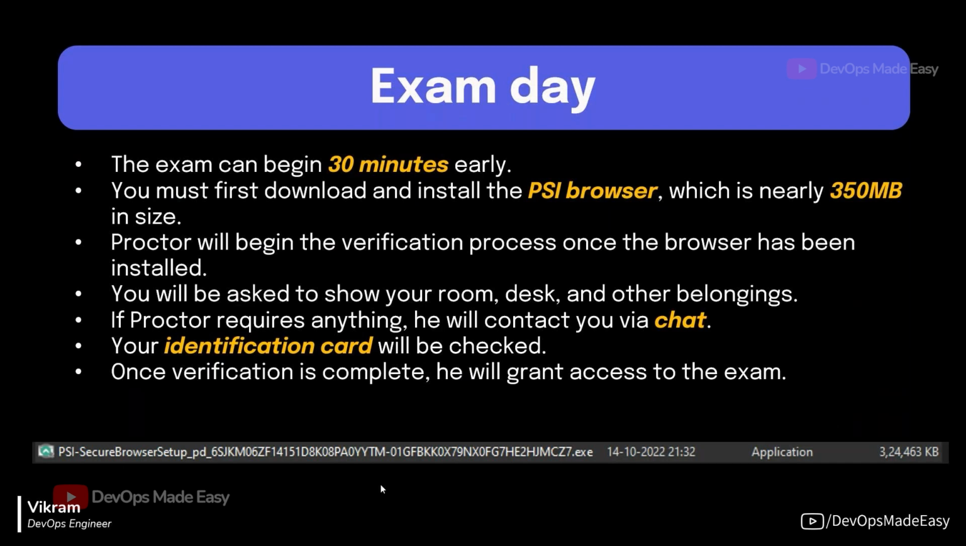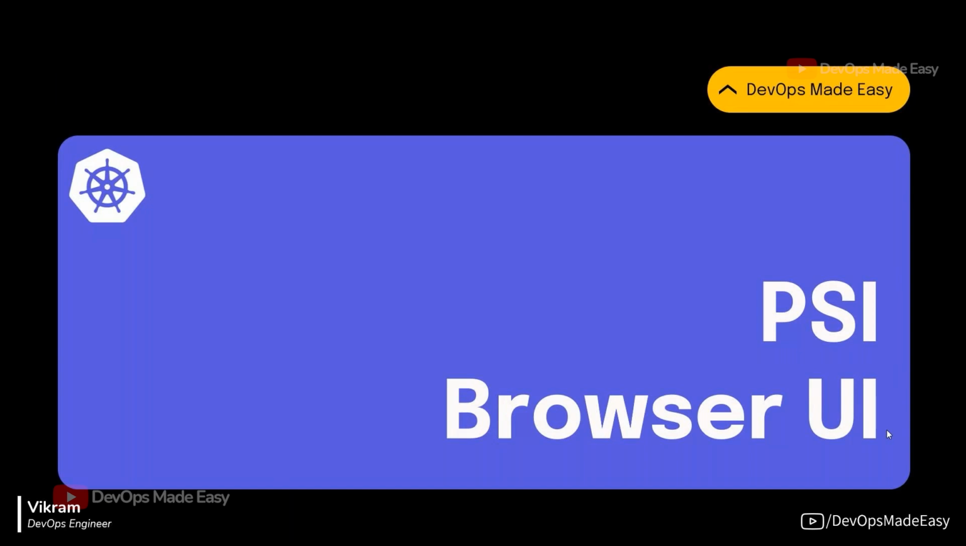The proctor will contact you through chat. He'll ask you to produce identification like your ID card, and then ask you to rotate your laptop camera to see your desk, your walls, etc. If everything is successfully verified, he'll give you access to the exam. Your PSI browser will look like this, and the size is nearly 350 MB. So this is how the exam UI looks.